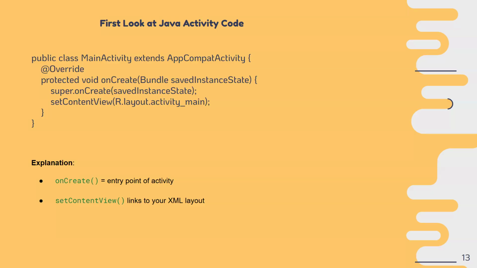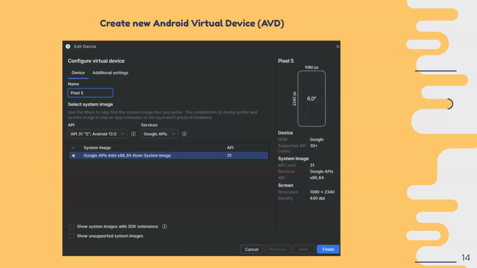Okay. onCreate means whenever you open the screen for this particular activity, what should it have? What should it do? onCreate. We'll see the life cycle also later on. So if you try to run it, it will say you don't have any devices. So the first thing you have to do is create a device.